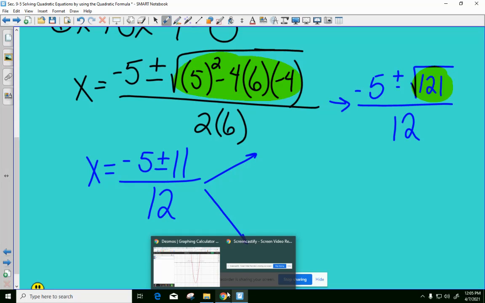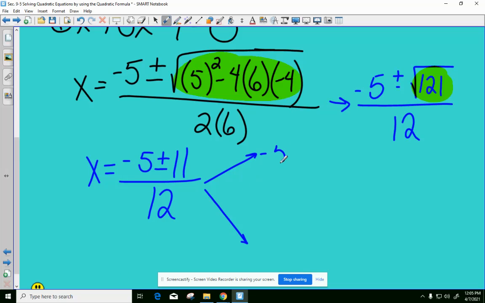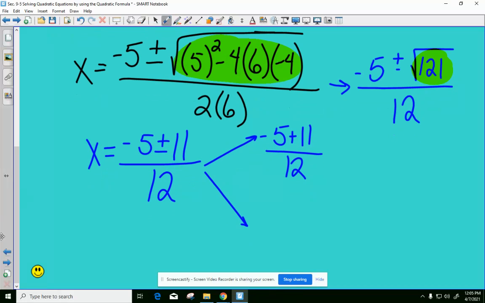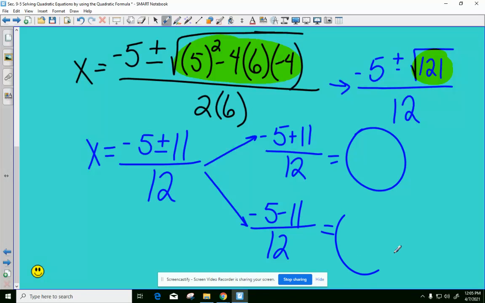Okay. Remember, graphically, we already knew what those answers were going to be, right? Here's how they come. My first one is going to be -5 plus 11 divided by 12. So are you always going to have 2 answers? Okay, we'll talk about that. Not always. That's a good question. And the other one then is -5 minus 11 divided by 12. These two things should produce my two answers.